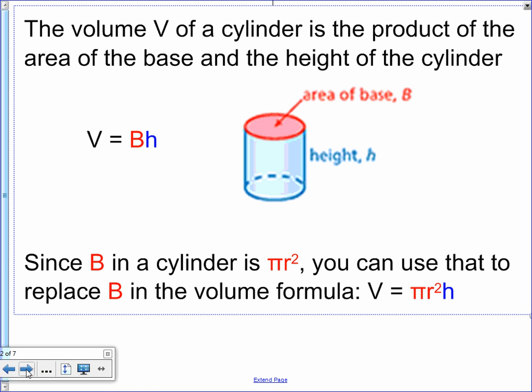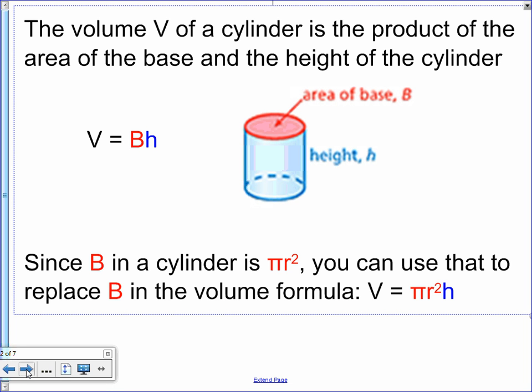Alright, so the volume of a cylinder, the formula for it, is the product of the area of the base and the height of the cylinder. Remember again, volume tells us how much space a figure occupies. So how much space this solid occupies is the volume of it. And when we're dealing with cylinders, we have the area of the base. In the case of a cylinder, the base is a circle.